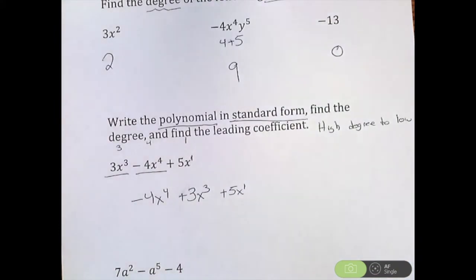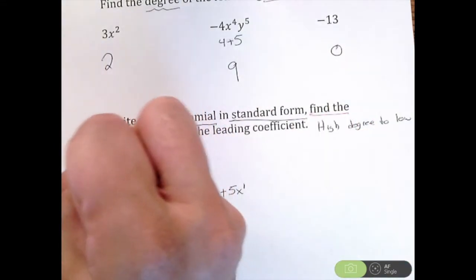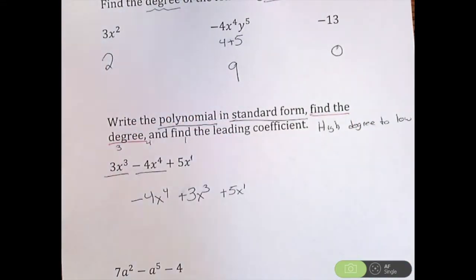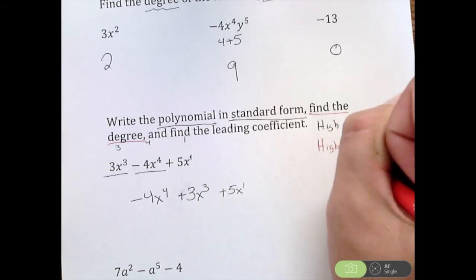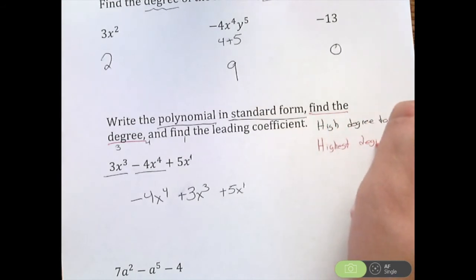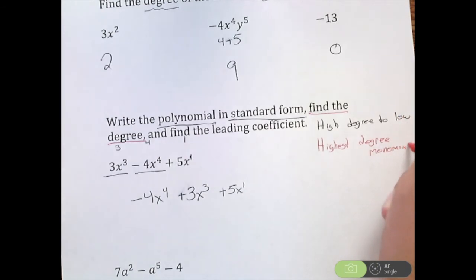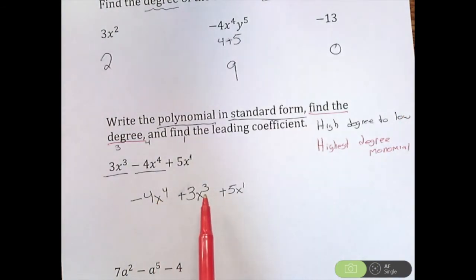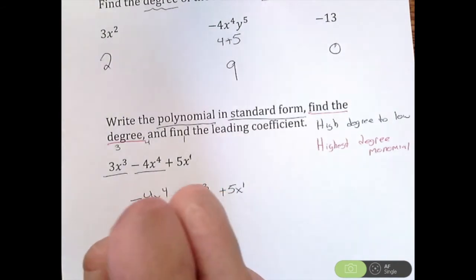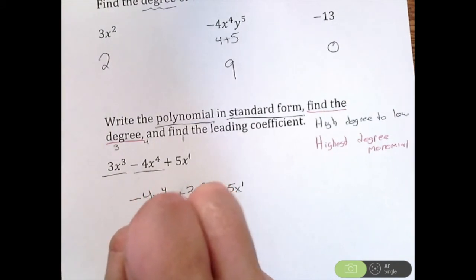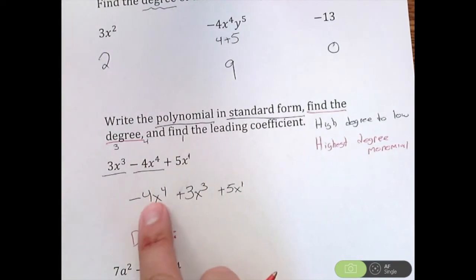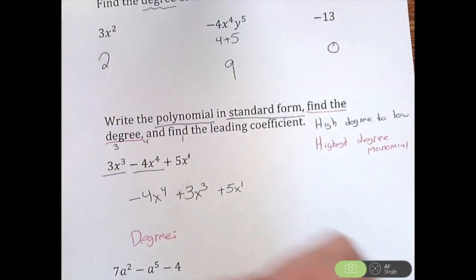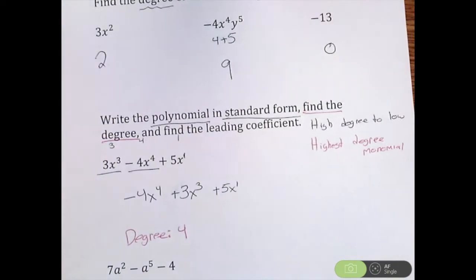The next thing I want to do is find the degree. And the degree of the polynomial is all it is, the highest degree monomial. So this was degree 4, degree 3, degree 1. So the degree of the entire polynomial is the degree of the highest term, which is this. So the degree here is, x to the fourth, so it is 4.